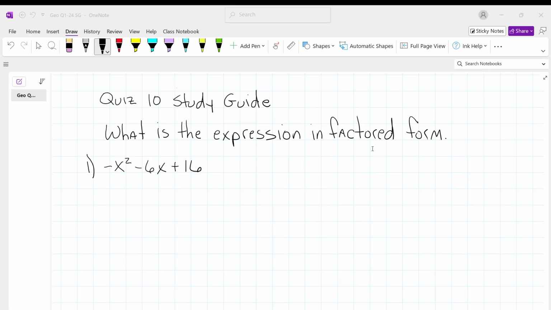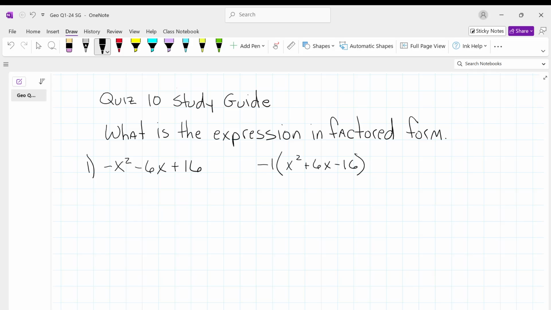All right, so here's your study guide for quiz 10, and we're going to write this expression in factored form. When you see a negative sign in front of the leading coefficient, factor out a -1 first. So we're just going to take out a -1, and then what would be left inside the parentheses would be x squared plus 6x minus 16.